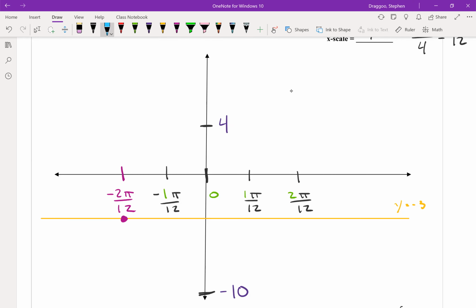Go up to here. And then back up to that point. And that's my graph. Let's go see what chat's on about.